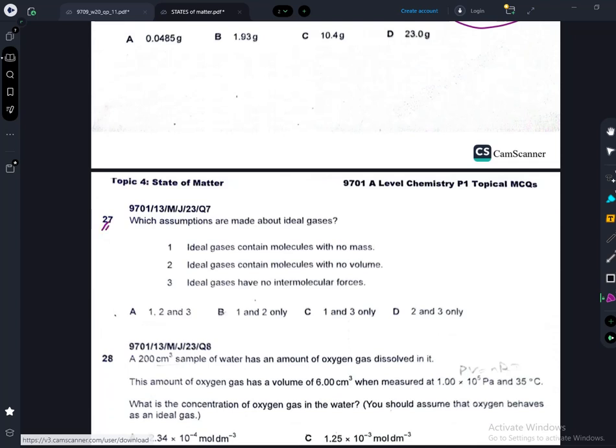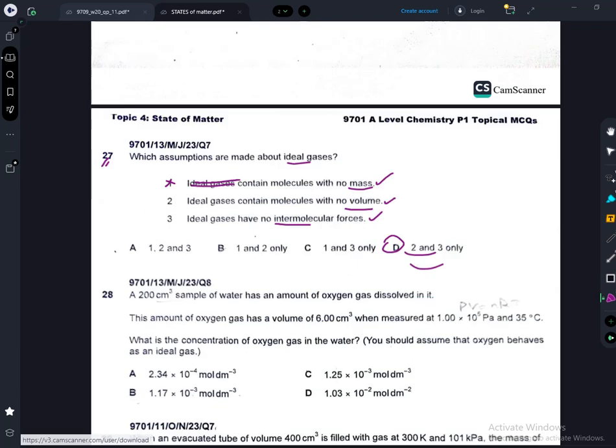Question number 27. Which assumptions are made about ideal gases? Ideal gases contain molecules with no mass. If this was correct, then gases wouldn't exist, because what is matter? You have read it in childhood: matter is anything that has mass and occupies space. Ideal gases contain molecules with no volume. Yes, this is a bit correct, because your notes say that they occupy no volume, which was the assumption made by scientists back in the 1850s. And ideal gases have no intermolecular forces. Yes, this is true. D is your right answer.